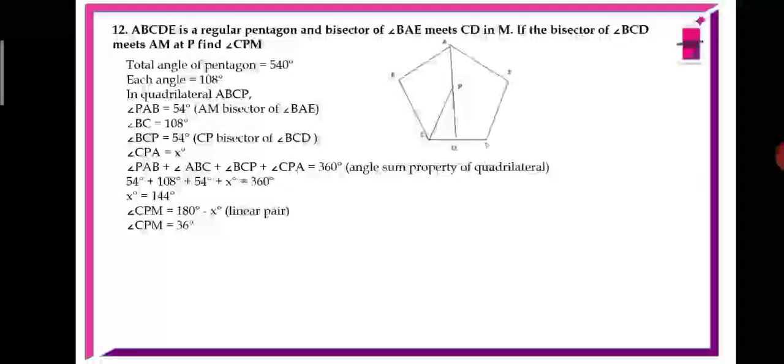Question number 12. ABCDE is a regular pentagon and the bisector of angle BAE meets CD in M. If the bisector of angle BCD meets AM at P, find angle CPM.